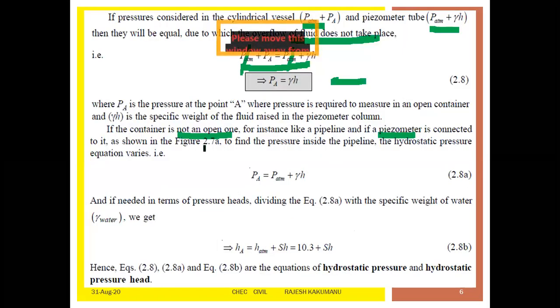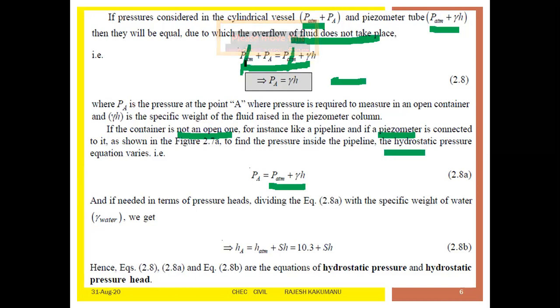What happens here, see in the figure, to find the pressure inside the pipeline, the hydrostatic equation varies. That is equal to PA. Same formula: PA, the pressure at the point A, is equal to P atmosphere plus gamma H. అంటే ఇక్కడ దీనిలో ఈ ప్రెషర్ ఉండదు కాబట్టి ఈ రెండు క్యాన్సిల్ చేయలేం, సో ఇది లేదు, ఇది జీరో ఇక్కడ. Whenever it is in the closed condition, therefore the pressure at a point A is equal to atmospheric pressure plus change in the height.